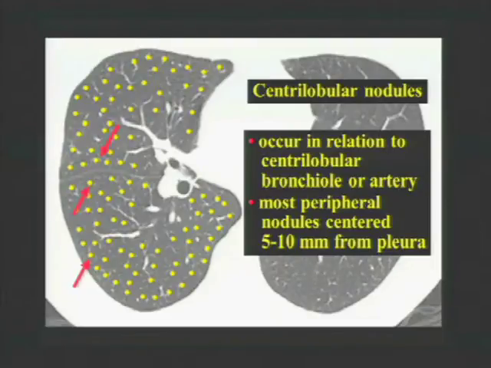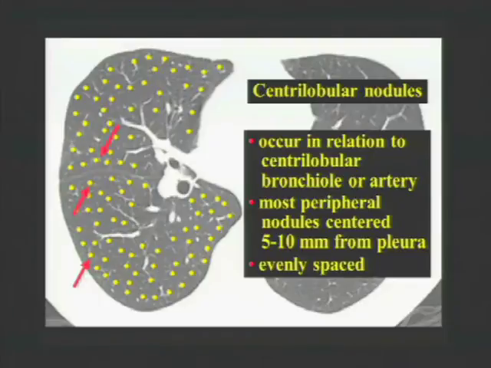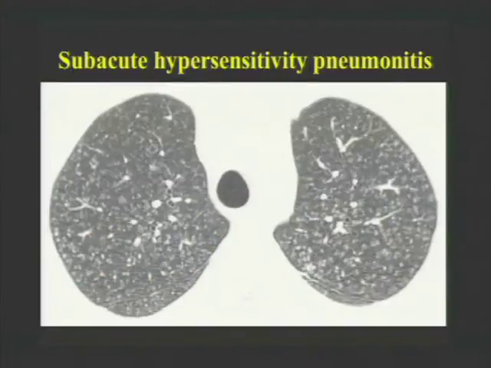So nodules with this pattern do not involve the pleural surfaces, as they do with a perilymphatic pattern. They stay away from the pleural surface. And because lobules are all about the same size, these nodules appear evenly spaced if you look at the overall CT scan. Now, here's a nice example: subacute hypersensitivity pneumonitis with centrilobular nodules of ground glass opacity.